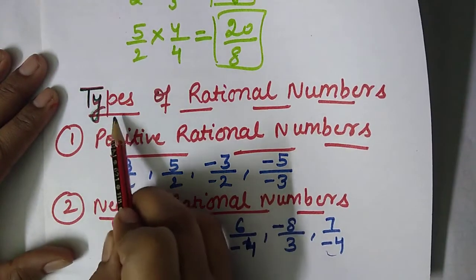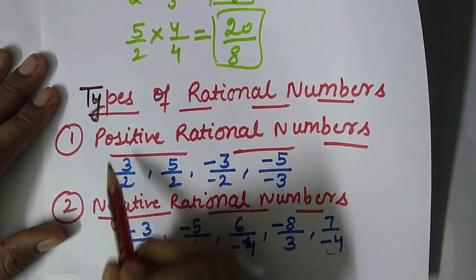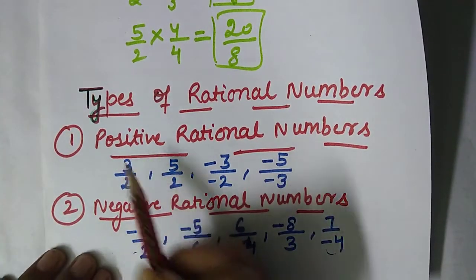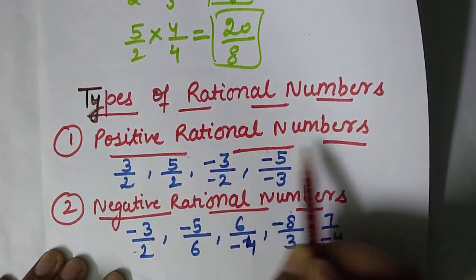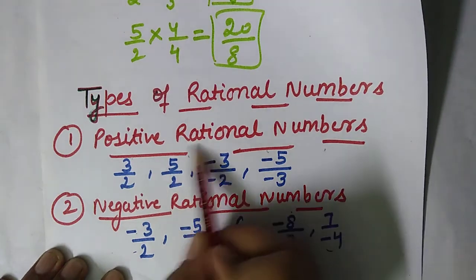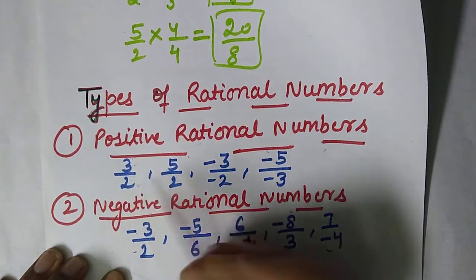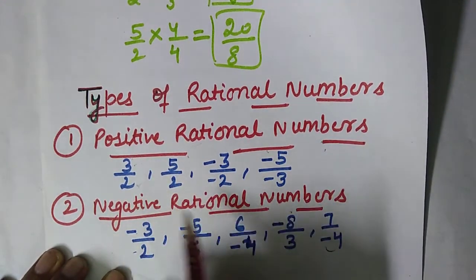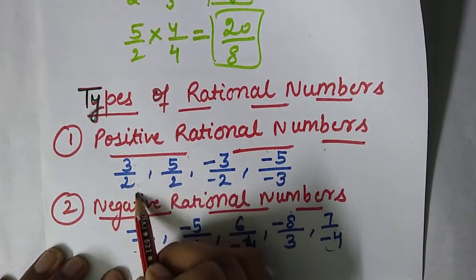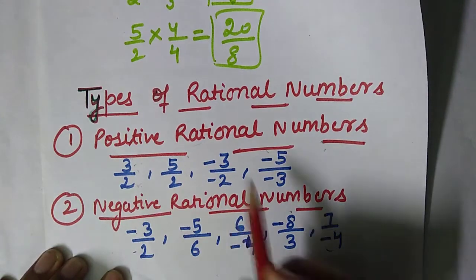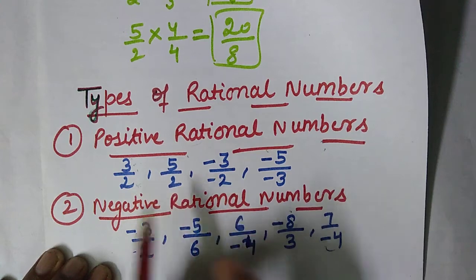After that, we have learnt about types of rational numbers. We have two types: positive rational numbers and negative rational numbers. First, what are positive rational numbers? When the numerator and denominator of a number have the same sign, either both positive or both negative, then the numbers are known as positive rational numbers.